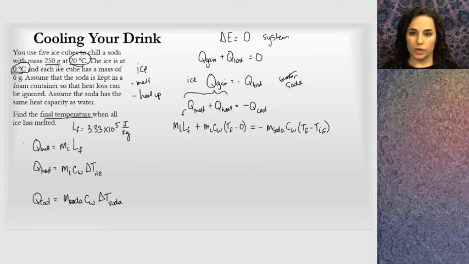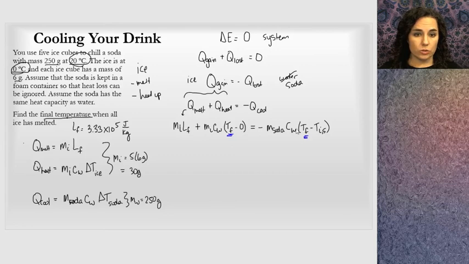Okay, so we have a mass here and a mass here. Mass of ice equals 5 times 6 grams, which equals 30 grams. And then the mass of the water equals 250 grams. Okay, so I have an equation going on. They ask me to solve for the final temperature, and you can see that the final temperature is in a couple of terms here, so I'm going to have to do some algebra to isolate it.